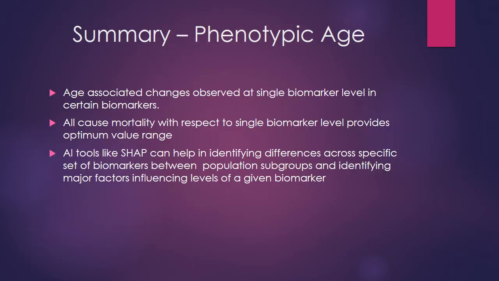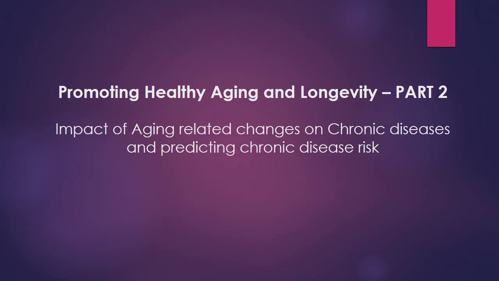Summary: phenotypic age. The slide summarizes that single biomarkers exhibit clear age-associated changes. The longevity biomarkers influence all-cause mortality, and AI tools like SHAP are highly effective at identifying biomarker differences across various population subgroups, and major factors influencing levels of a given biomarker.